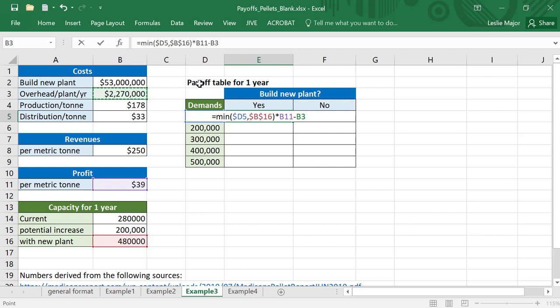Now, overhead costs, if you build that new plant, don't forget to times that by 2. You now have 2 plants running. Let's assume they have the same overhead costs. And let's also deduct off that $53 million in initial costs here to build this new plant. Don't forget to lock the references here to these 2 costs because we want to keep those fixed when we copy this formula down. Okay.